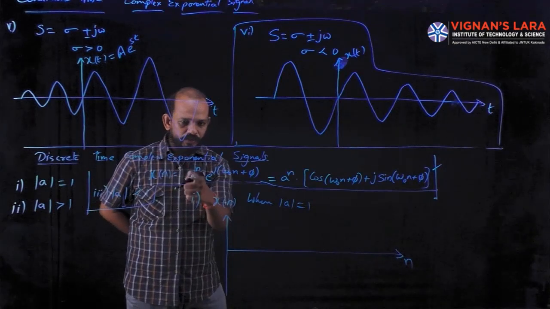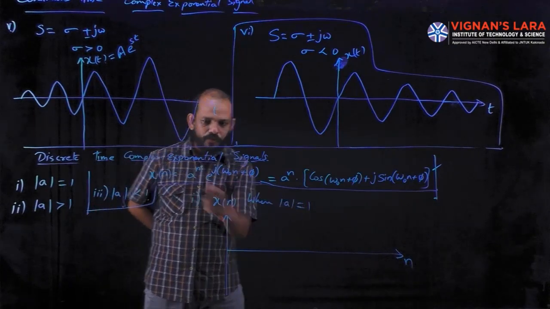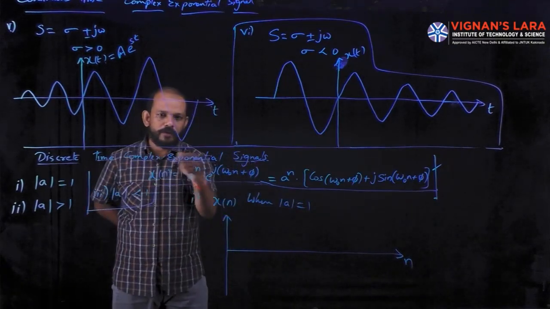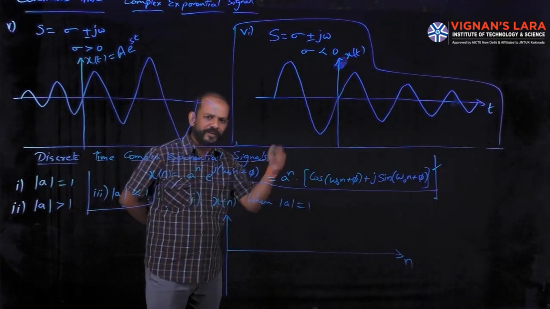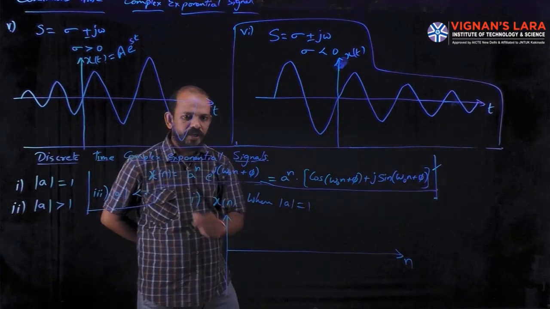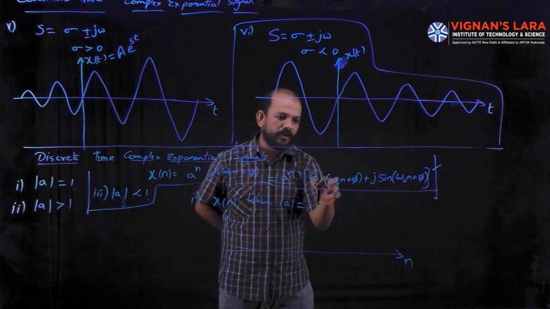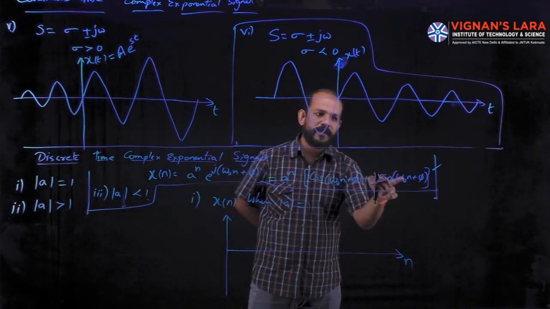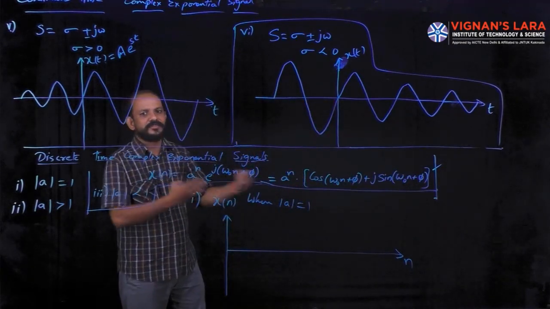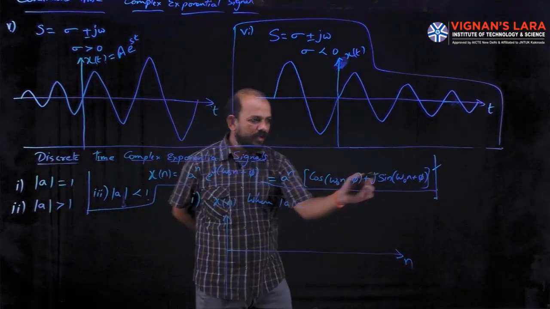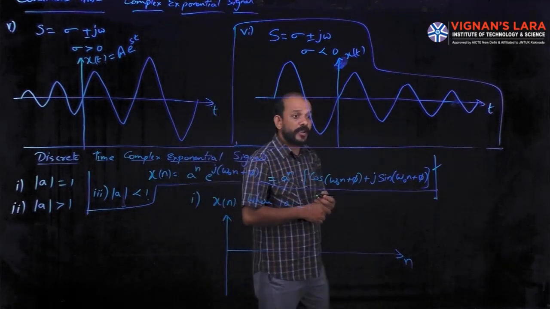Now x of n equals a power n e power j into omega naught n plus phi, and here mod a equals 1. So 1 whole power n, what is it? The power of 1 is always 1, 1 power 9, 1 power 10, it is 1. So 1 into e power j into omega naught n plus phi. Simply the answer is 1 into cos of omega naught n plus phi plus j into sin of omega naught n plus phi. So x of n is cos of omega naught n plus phi plus j sin of omega naught n plus phi.